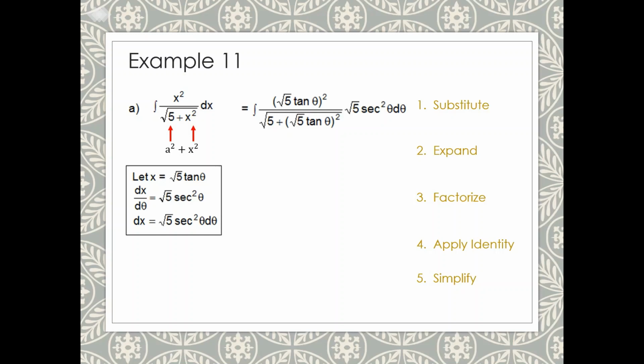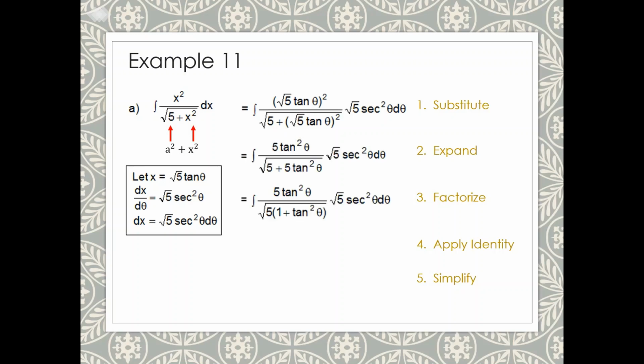Differentiate x equal to square root 5 tangent theta. The answer is equal to square root 5 secant squared theta. Substitute both x and its derivative into the given integral. Simplify, and you'll get a new integral in terms of theta only.